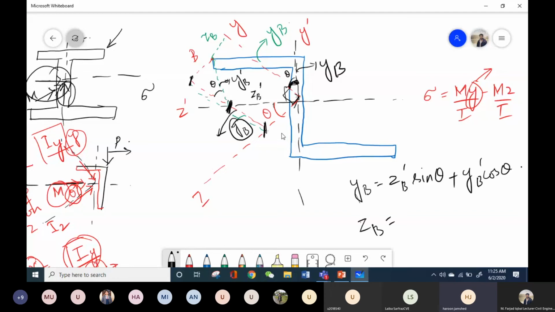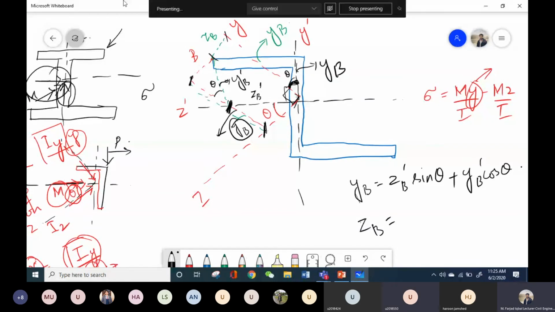So ZB dash cos theta minus YB dash sin theta. Yes. Sir, actually, won't this YB dash be just sin theta? Which one? Sir, ZB. ZB, what are you saying? YB dash sin theta.